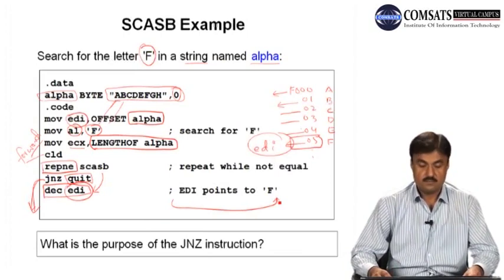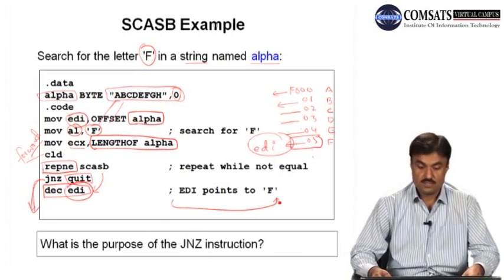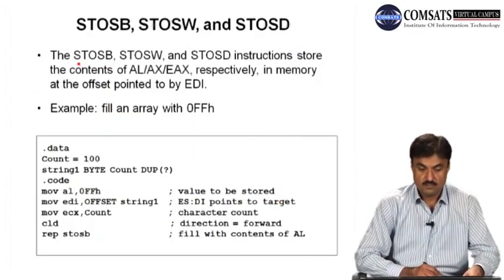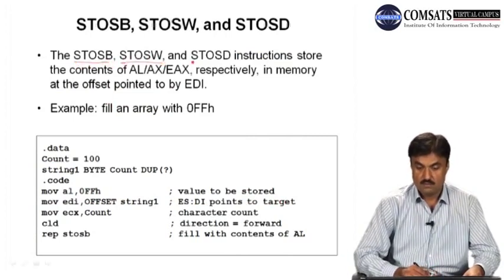So the question is why we use the JNZ instruction here. What is the purpose of the JNZ instruction? You can search inside the book for why we use JNZ.